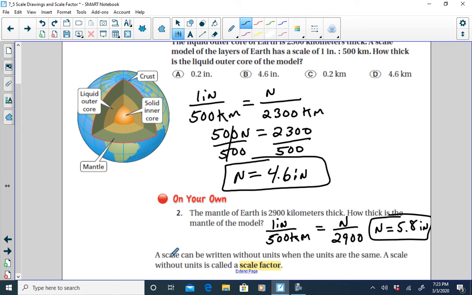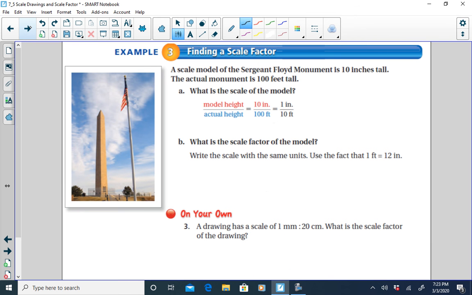All right, a scale can be written without units. So when the units are the same, the scale without units is called the scale factor. So let's try finding some scale factors, which are going to be the scales without units. A scale model of the Sergeant Floyd Monument is 10 inches tall. The actual monument is 100 feet tall. So we know 10 inches and 100 feet. We want to find out the scale factor, the scale without units.